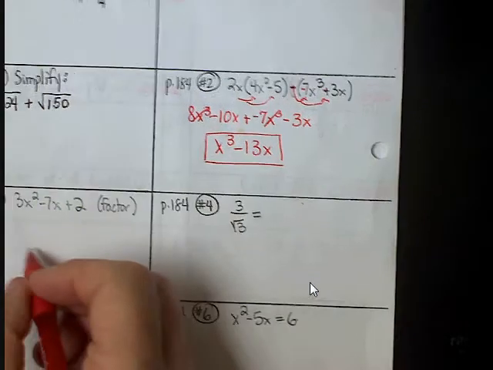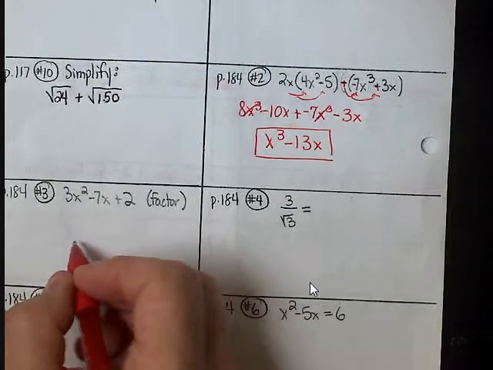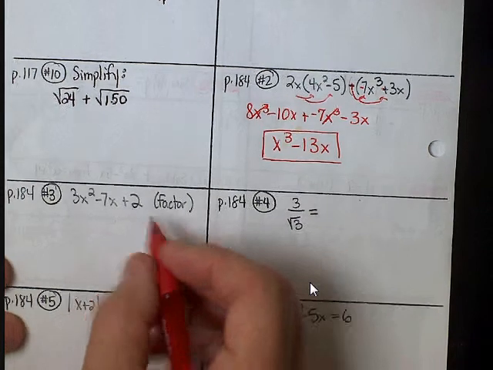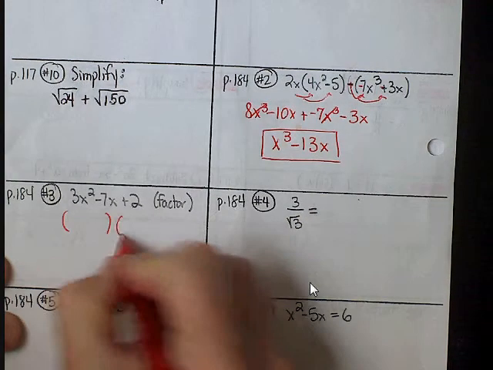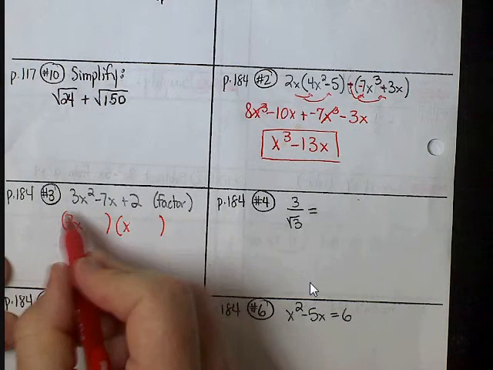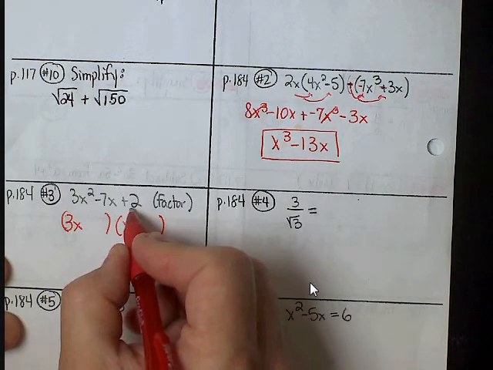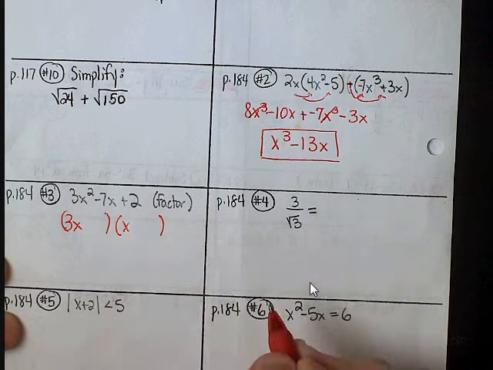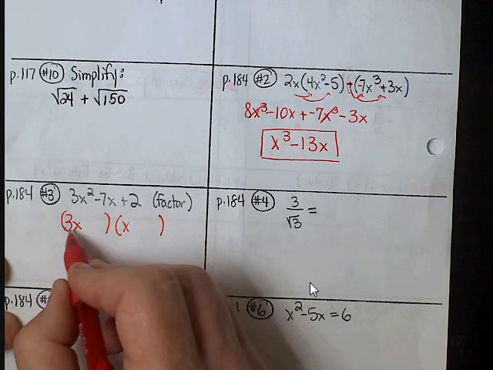Page 184, number 3, they're asking us to factor this. Again, we want to factor it into two binomials. It's a quadratic. We have 3x and x. That's pretty easy because 3 is prime. The only factors of 2 are going to be 2 and 1. Can't put them in there yet because that's a 3.